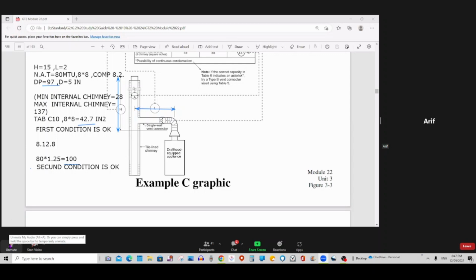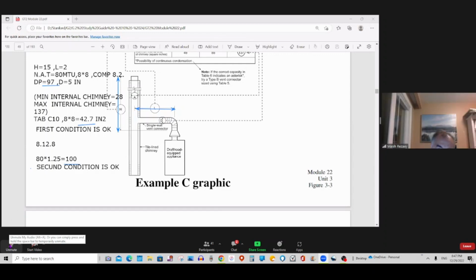Please, I'm going to repeat it again, okay? Give me a second, let me go through. So in your test, they ask you, is it permissible to use this furnace connected to the chimney? Is it permissible to use this chimney as a vent for this one? You have to go through these two conditions. So I'm going to repeat the question one more time, okay?